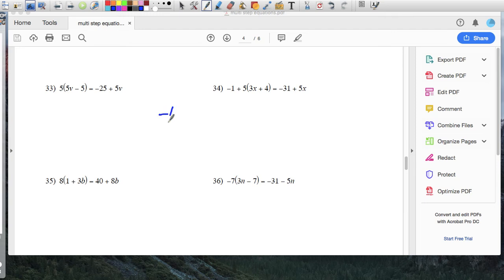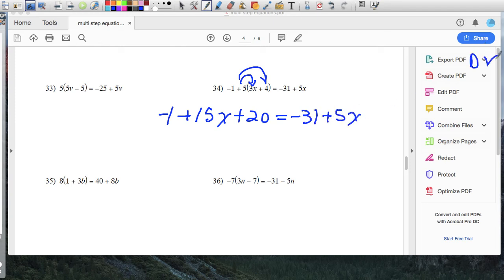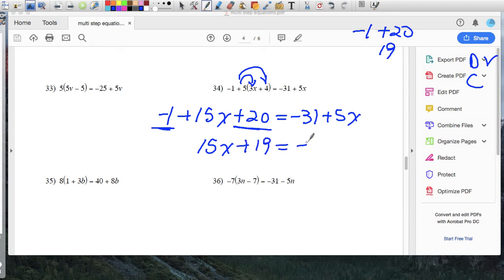Distributive property comes first, and negative 1. Positive times a positive is a positive. 5 times 3 is 15x. Positive times another positive is positive, so I get 20. Equals negative 31 plus 5x. Distributive property, check. Combine like terms. Yes, I can. I can combine this guy with this guy. If you take those two apart, there's negative 1 plus 20. There's more positives, so it's going to be 19, right? So I can write 15x, that's a positive, plus 19, equals negative 31 plus 5x.